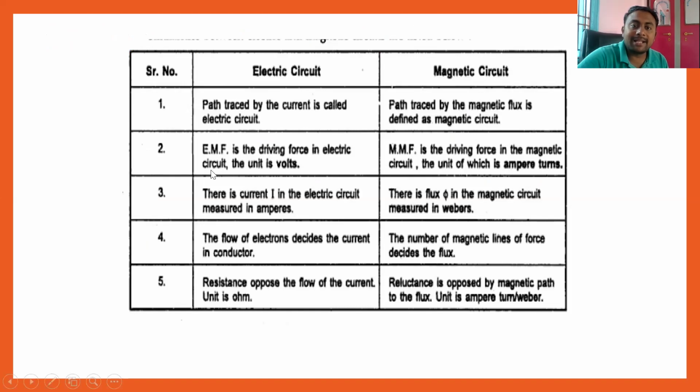The path traced by the current is called the electrical circuit. In this case, the path traced by the magnetic flux is called the magnetic circuit. EMF is the driving force, MMF is the driving force. The current I in the electrical circuit is measured in amperes, the flux is measured in Webers. The flow of electrons decides the current in a conductor; the number of magnetic lines of force decides the flux. Resistance opposes the flow of current, and reluctance opposes the flow of magnetic flux.